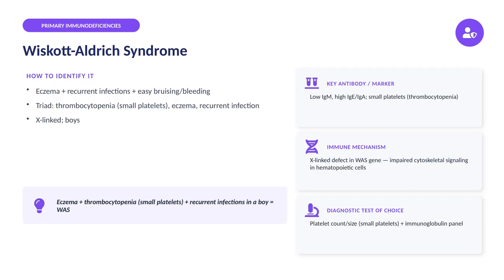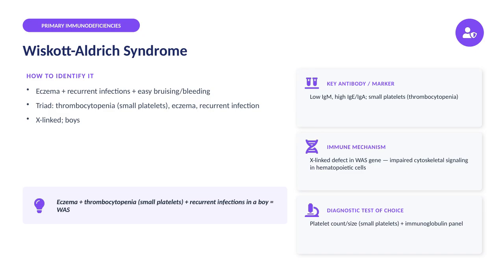Wiskott-Aldrich syndrome is identified by a classic triad of symptoms: eczema, recurrent infections, and easy bruising or bleeding due to thrombocytopenia characterized by abnormally small platelets. This disorder is X-linked, so it primarily affects boys. When you see a boy with eczema, small platelets causing thrombocytopenia, and frequent infections, Wiskott-Aldrich syndrome should be high on your differential. Immunoglobulin levels in these patients typically show low IgM, along with elevated IgE and IgA.